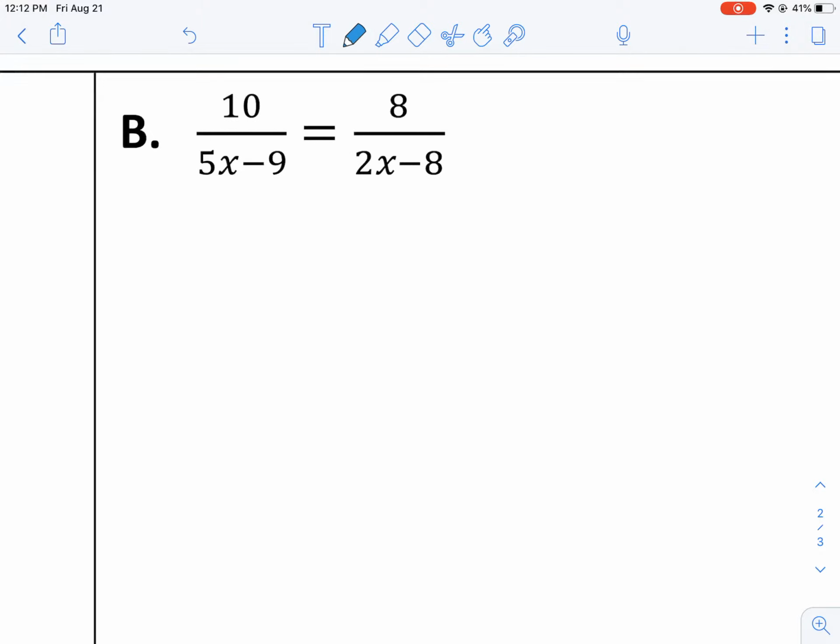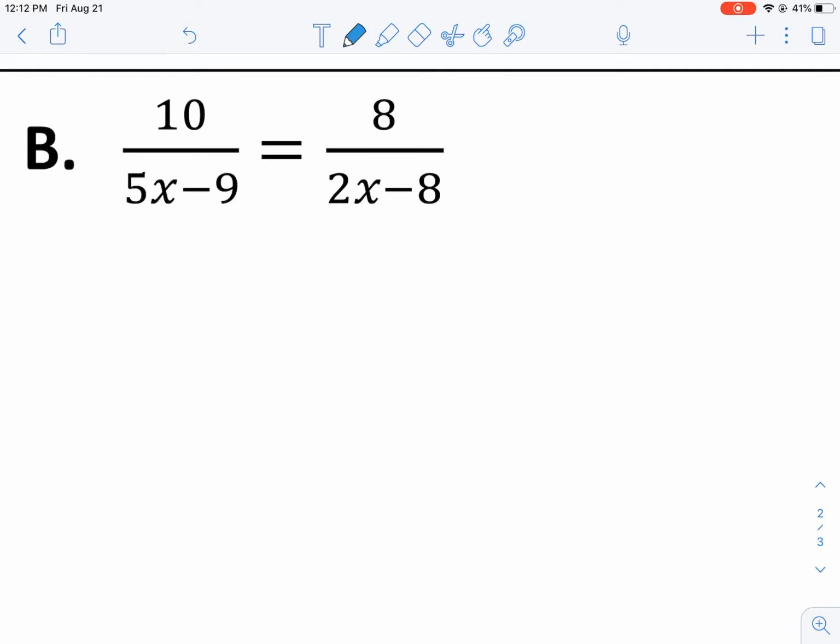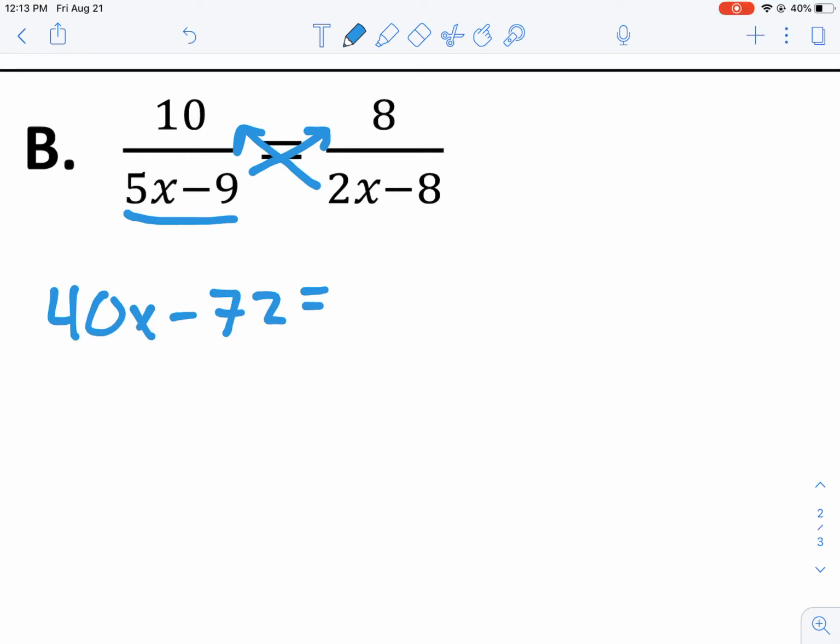This one's a little bit more complex, but we're essentially going to do the same thing. So we've got 5x minus 9, and we're going to multiply that by 8. So just like we did on part A, we're going to need to distribute. So we've got 8 times 5x, that's 40x, and then 8 times 9, that's 72. Then we do the same thing over here. 2x times 10 is 20x. Negative 8 times 10 is negative 80. So now we have gotten rid of our ratios. We've gotten rid of our fractions. We just have a normal equation to solve.